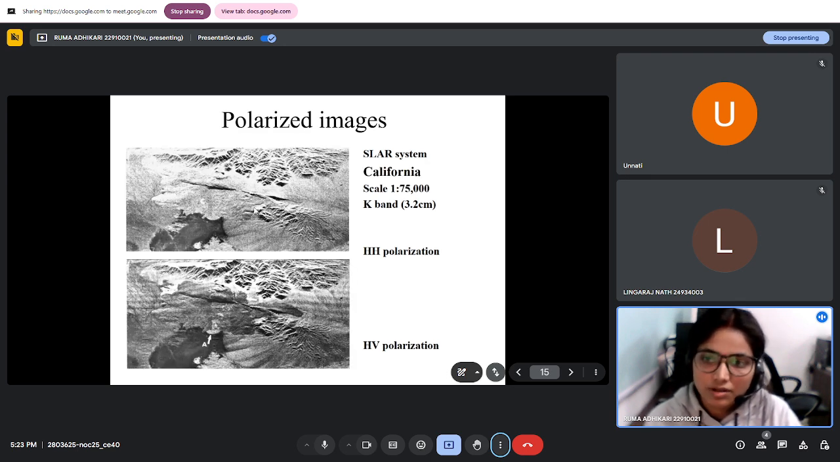Similarly here also, this is how it looks in the HH system, and this is how it looks in HV. We selected this kind of terrain, not flat, where you can see the difference. These are the mountains and these are the hilly areas.